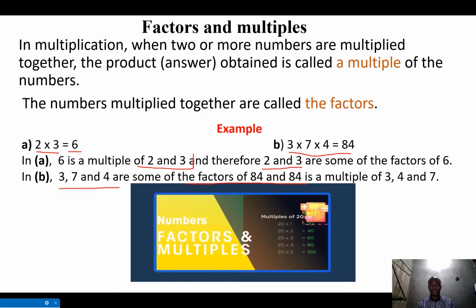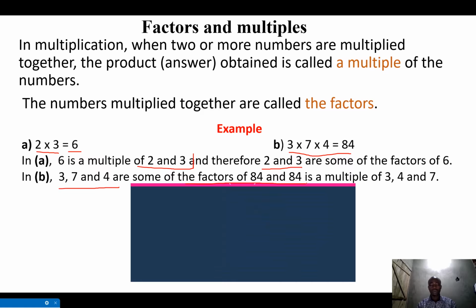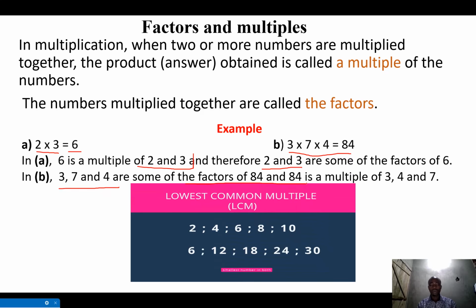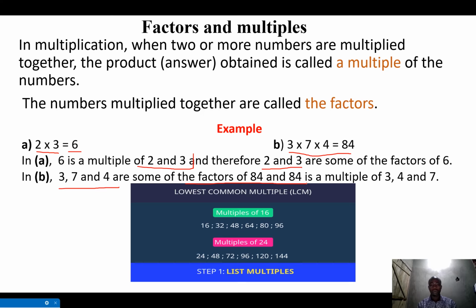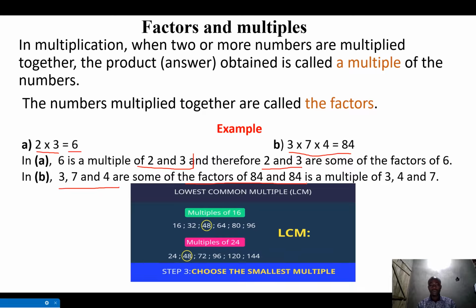Let's move on to multiples with Lorenzo. To keep it simple, we are going to find the smallest common multiple for 2 or more numbers. Let's use the same numbers 16 and 24, and this time find the lowest common multiple, or LCM. There are only 3 steps. Step 1. List multiples. Step 2. Find common multiples. Step 3.